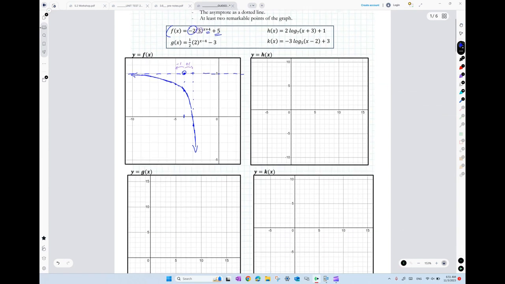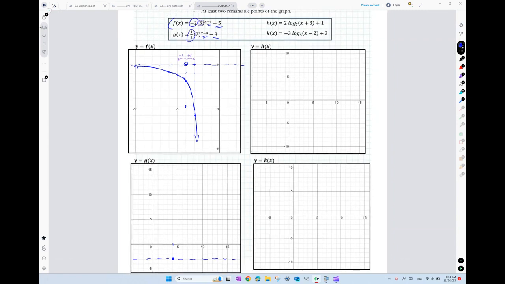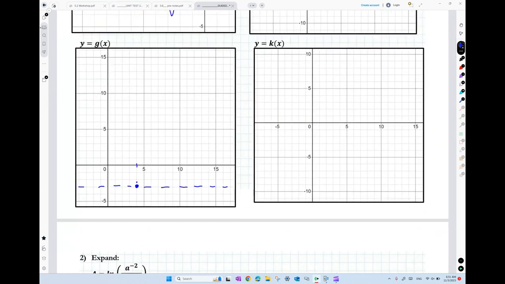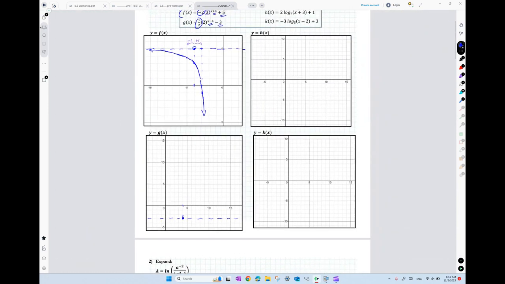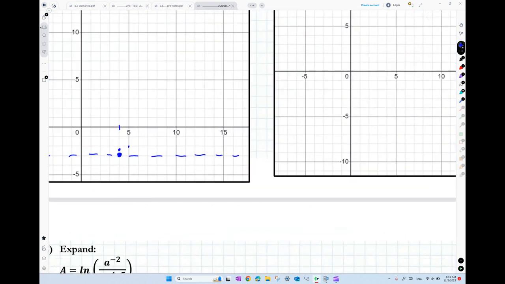For g, I've got +4, -3. Horizontal asymptote. A is 1/2, right here, one half unit above the new point of reference. And then I'm going to multiply by 2 each time I go forth. 1/2 times 2 is 1, times 2 is 2, times 2 is 4. Please notice that each time I start from the asymptote. Okay?